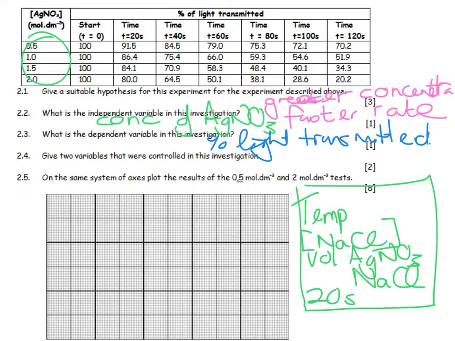Don't tell me use the same colorimeter, or it must be in the same room, or something like that. That's far too general, and you're not in grade 8 anymore. You need to become more specific. And then it says, on the same system of axes, plot your results for the 0,5 mole per cubic decimeter and the 2 mole per cubic decimeter tests. What's important here is that you give your graph a heading, that you label your axes, you put units on them, and that you plot your points, and that you have even scales.